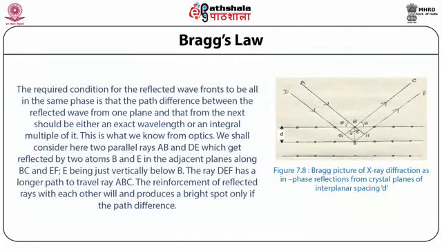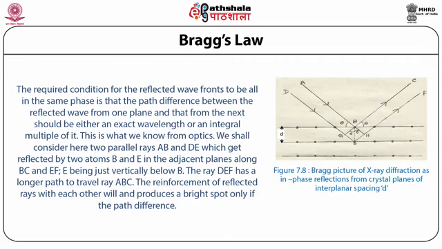The required condition for the reflected wavefronts to be all in the same phase is that the path difference between the reflected wave from one plane and that from the next should be either an exact wavelength or an integral multiple of it. This is what we know from optics. We shall consider here two parallel rays AB and DE which get reflected by two atoms B and E in the adjacent planes along BC and EF, E being just vertically below B. The ray DEF has a longer path to travel than ABC.